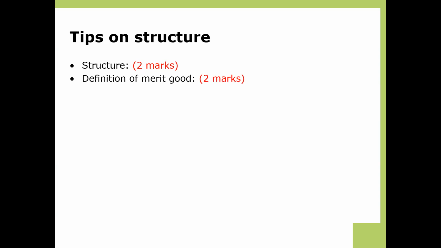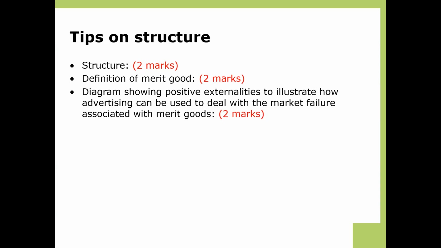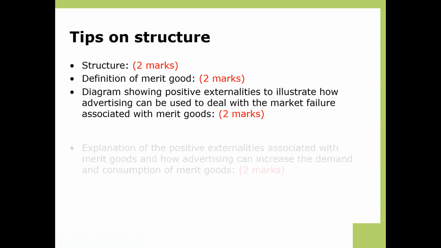Here, you need to define merit goods. You have to make sure you give a good definition of merit goods. That's going to be 2 points. Then you'd have a diagram showing the positive externalities, showing how the positive externalities with merit goods can cause market failure, and then showing how advertising can be used to deal with the market failure. Advertising can cause the marginal private benefit curve to shift to the right, to be up at the same level as the social benefit. It can internalize the externalities, so to speak.